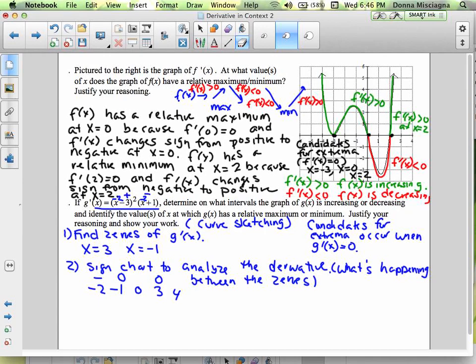So if I plug -2 in, I get a negative number. Now it happens to be -25. But actually, we don't really care what it is. All we care about is, is it positive or is it negative? Because we're looking to see, is our function increasing or decreasing? If I plug in 0, I have -3 squared, that's 9, times 1. 9 times 1, positive.